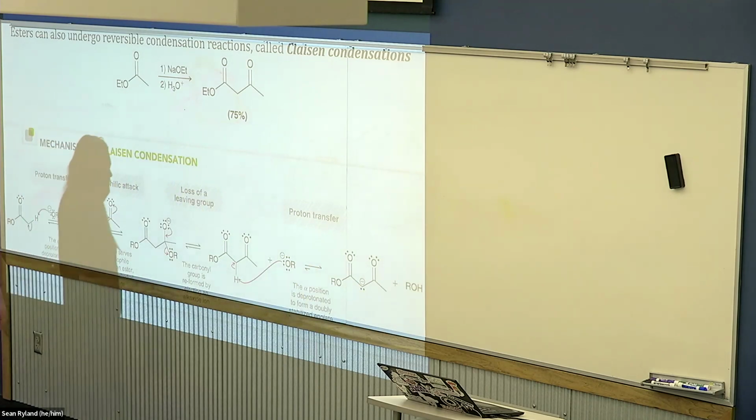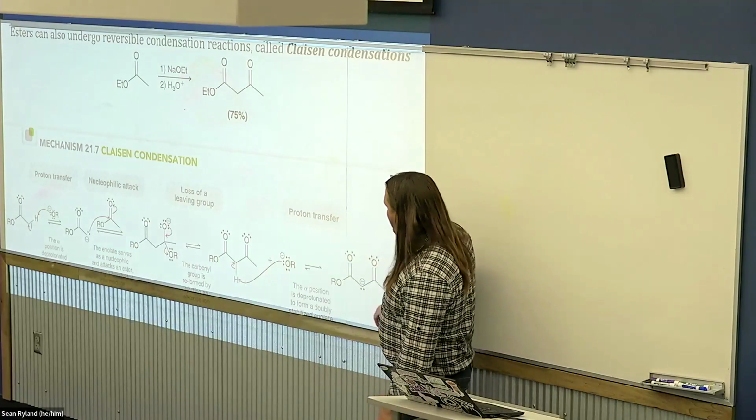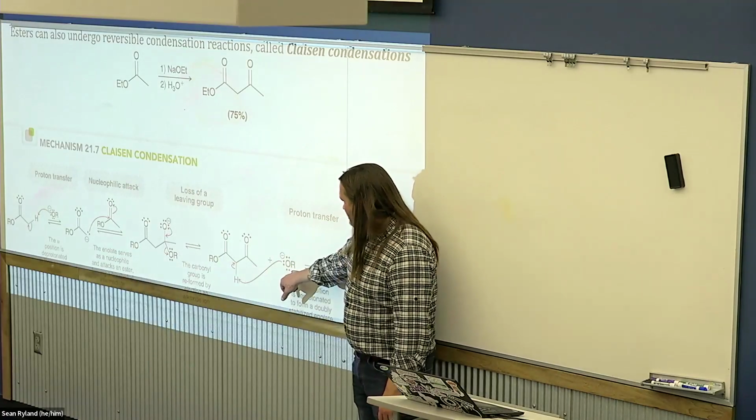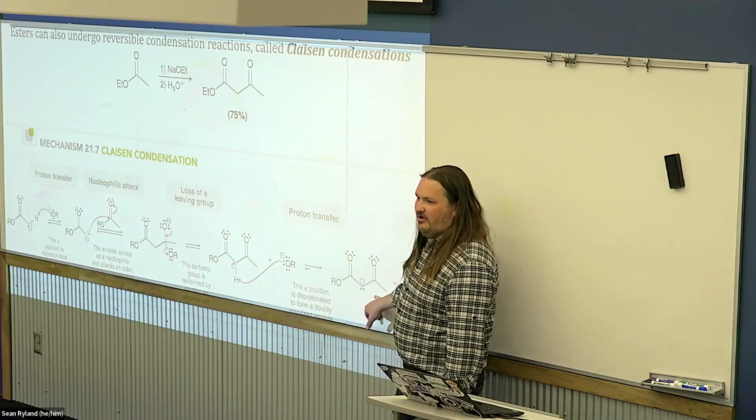All step 2 is doing is neutralizing the combination of the alkoxide and the enolate that you make as your product.